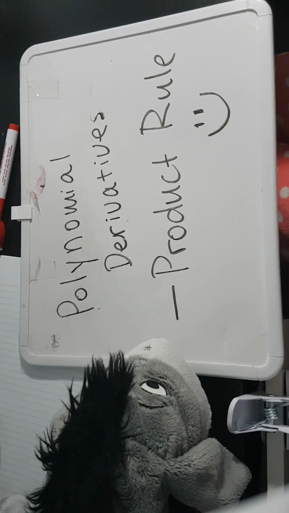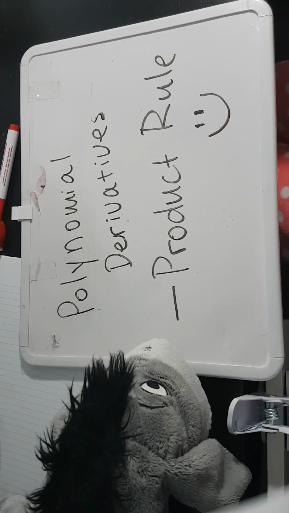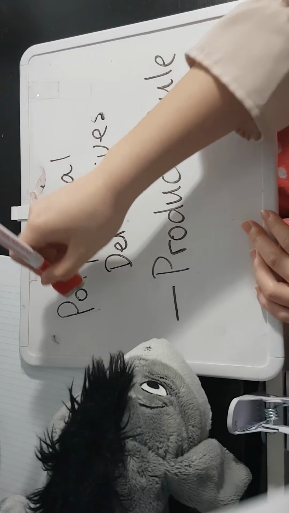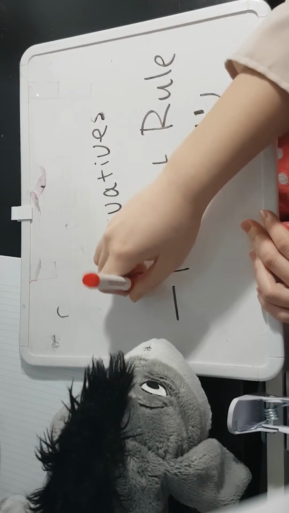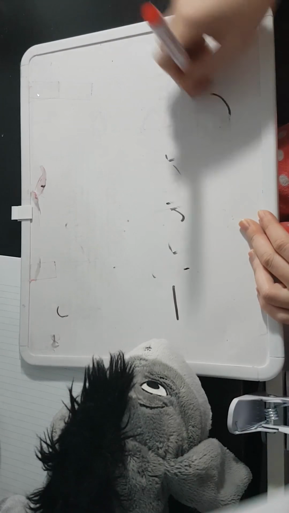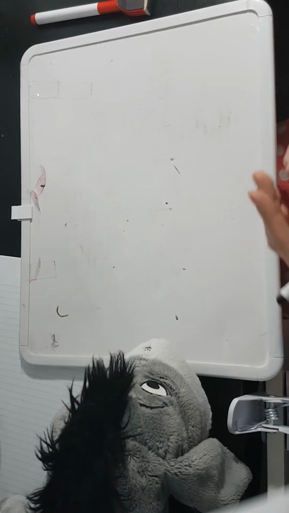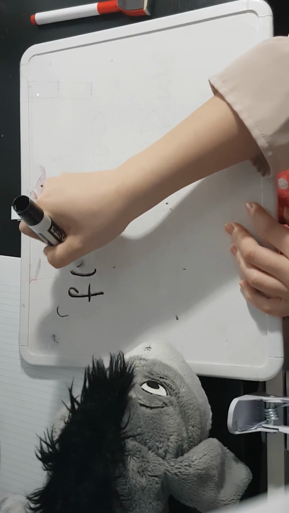So this video is going to teach this donkey how to find the polynomial derivatives by using the product rule. So what is the product rule and when do we use it? Most of the time we use the product rule when there are two polynomial functions multiplied in one function. Here is an example: when f(x) is equal to h(x) multiplied by g(x).